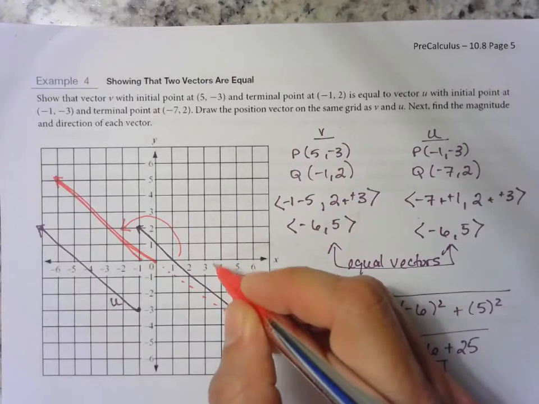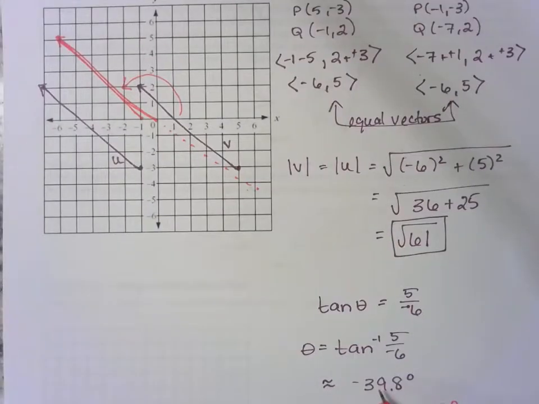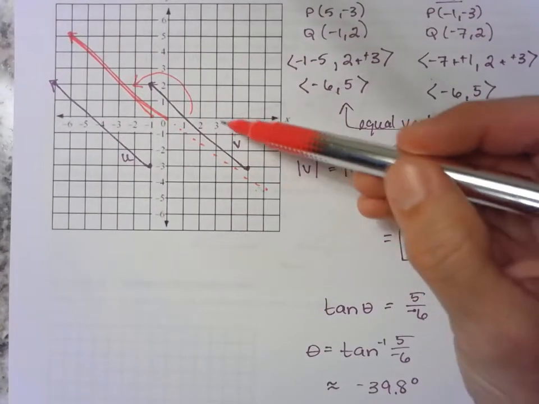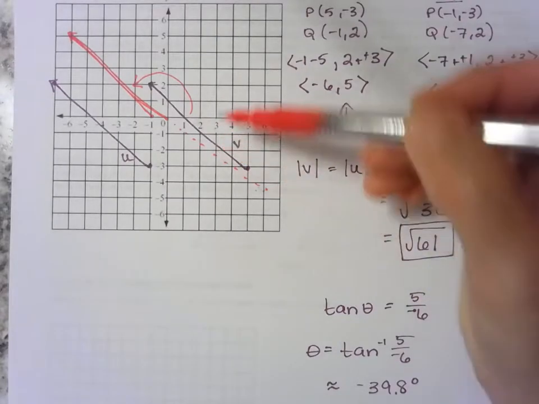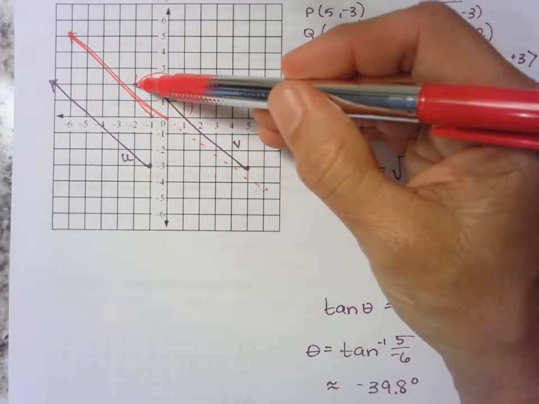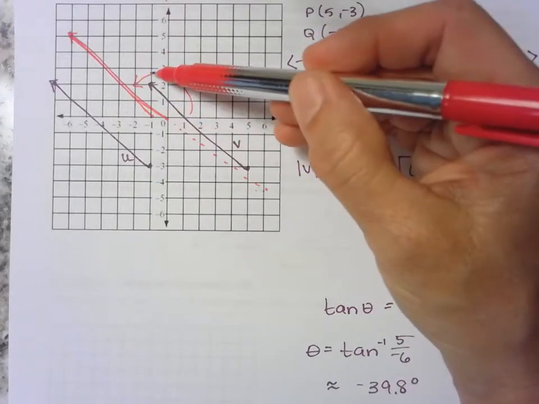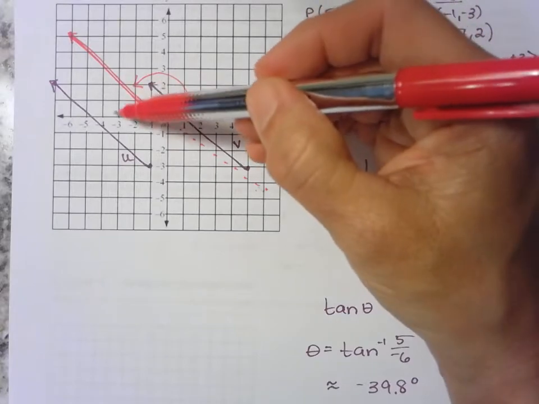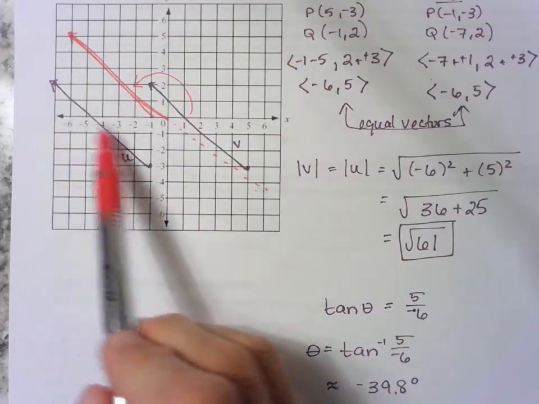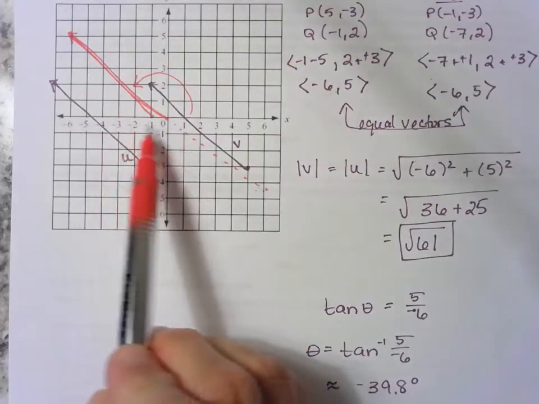So let's say that again. This angle is negative 39.8. This angle right here is negative 39.8. We don't want this one, we want this one, right? Because we want this angle, and this angle should be the same. So we subtract that 39.8 from our 180 degrees.